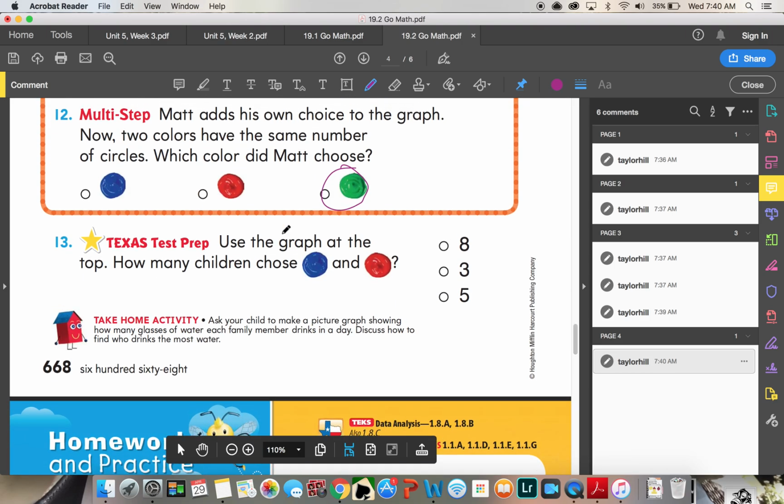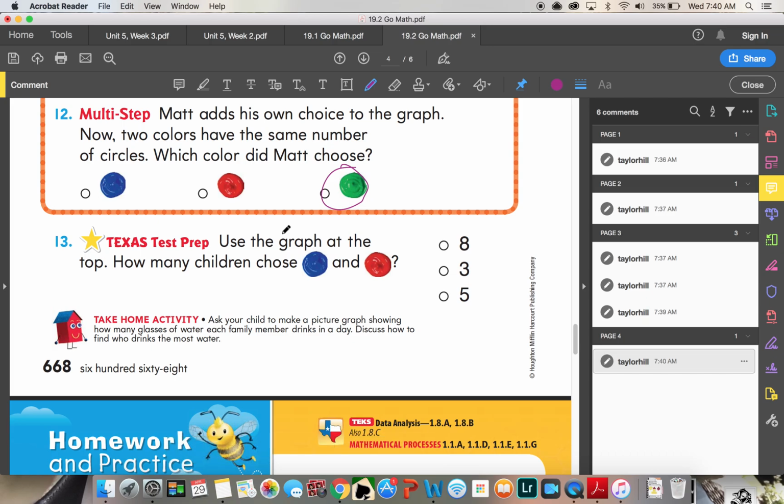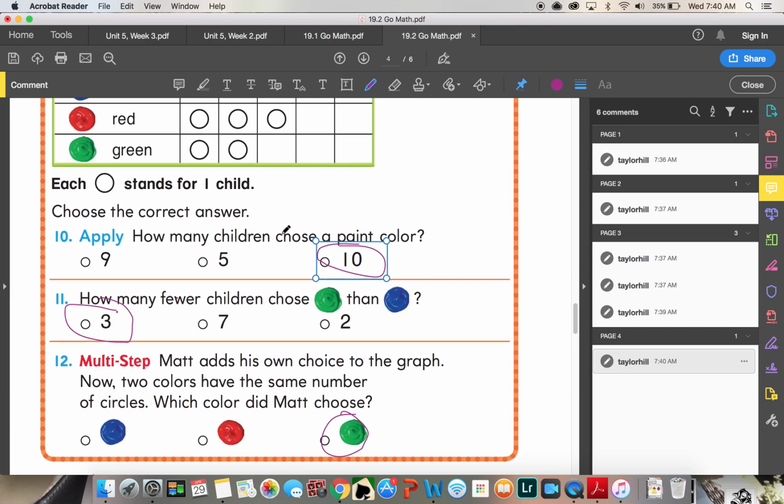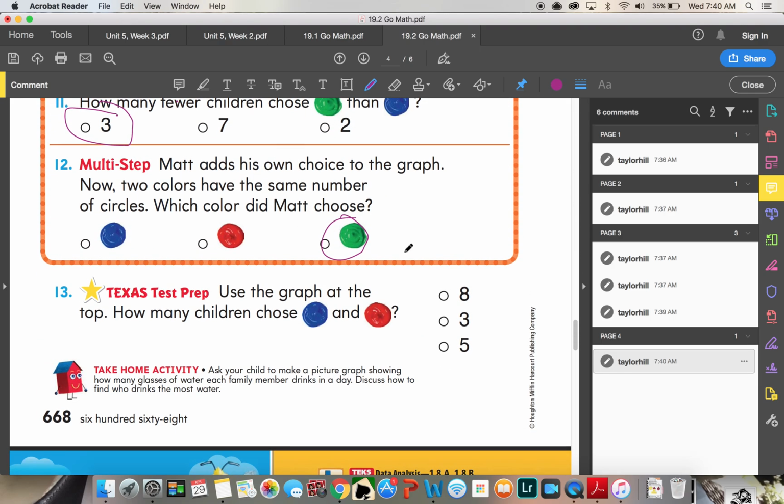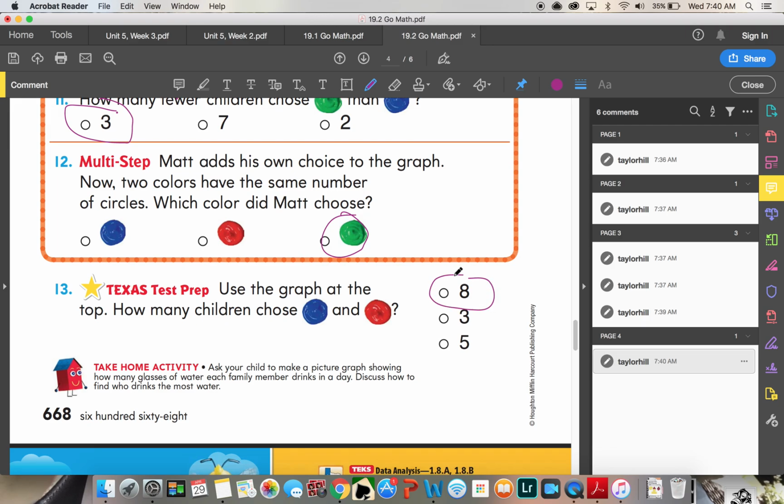All right. Use the graph at the top. How many children chose blue and red? Blue is 5. Red is 3. So 5 plus 3 equals 8. Very good job.